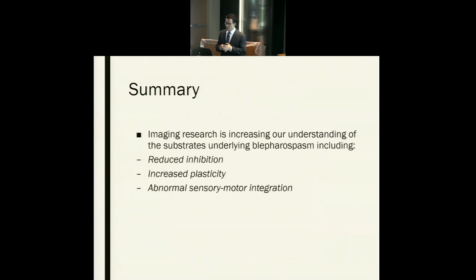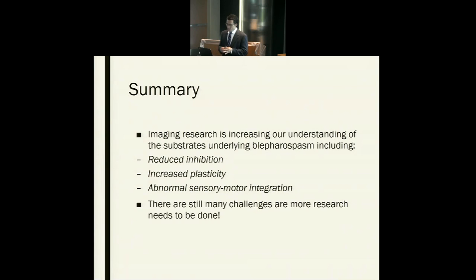So in summary, it seems that some of the imaging research is increasing our understanding of those three pathophysiological themes that we talked about that have been described in dystonia: the reduced inhibition, increased neuroplasticity, and abnormal sensory motor integration. But still, as we've all been saying, there needs to be more research because there are still many challenges and questions that we need to answer.